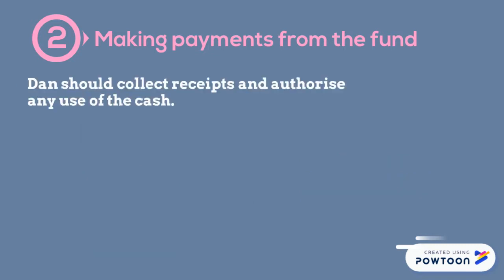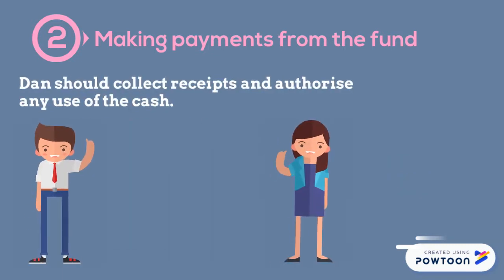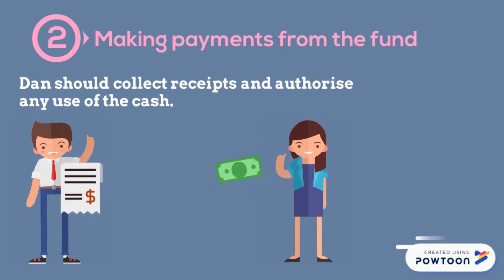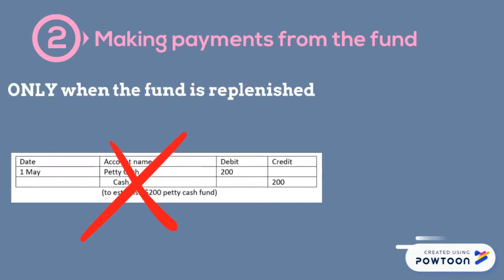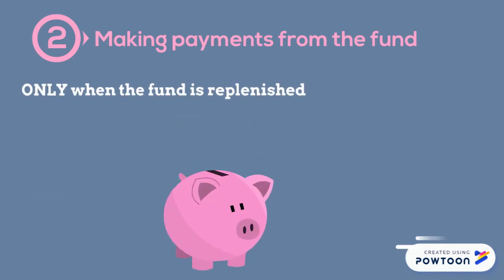In R&D law firm's case, employee Dan should collect receipts and authorize any use of the cash. There are no journal entries made for payments through petty cash, only when the fund is replenished.